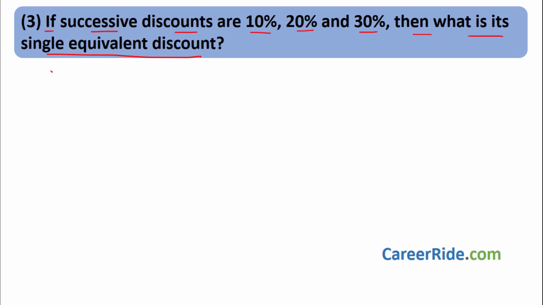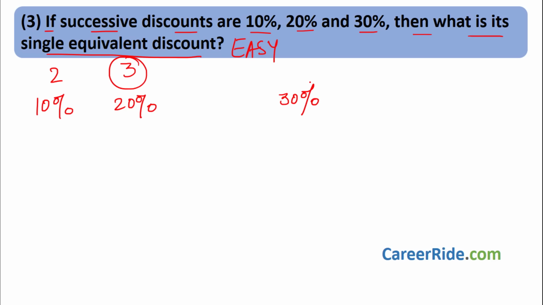Now earlier we saw 2 successive discounts. Now here we have 3 successive discounts. What to do? Do not worry. Again, this is very easy to solve. Let us see how to do it. 10%, 20% and 30%, these are the 3 discounts. First take any 2. Let us say I take 10 and 20. Find the equivalent discount.